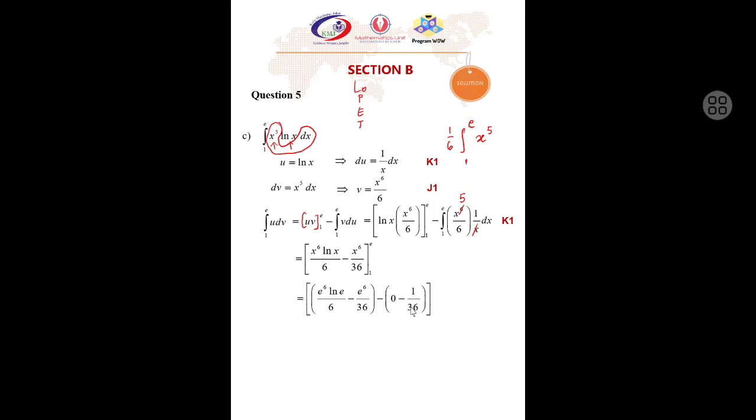Okay, upper limit minus lower limit, K1, and then final answer, J1. Okay, your answer must be in terms of e. Okay, the question already stated that your answer must be in terms of e. Okay, so that is for question 5.